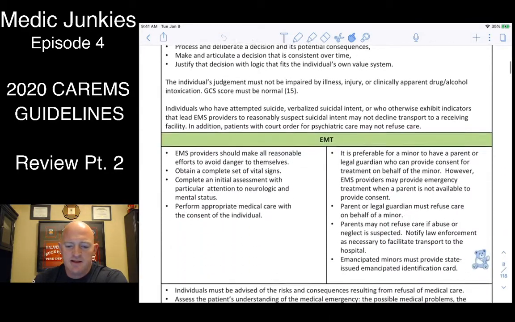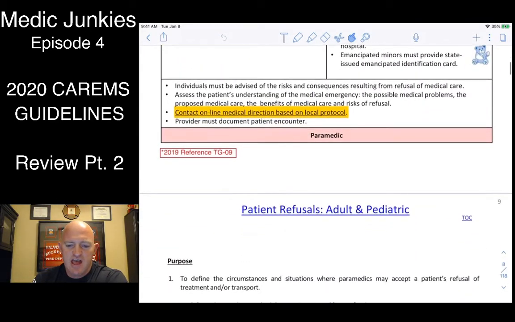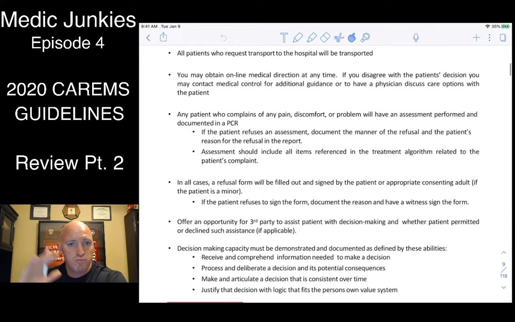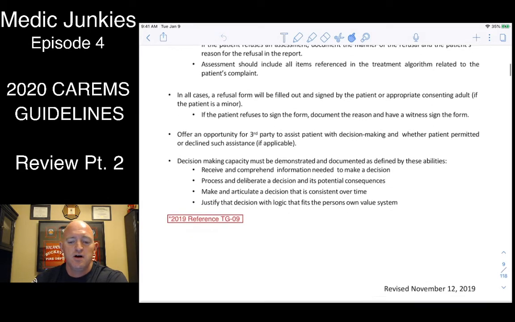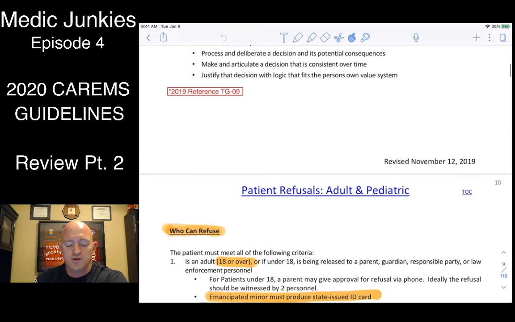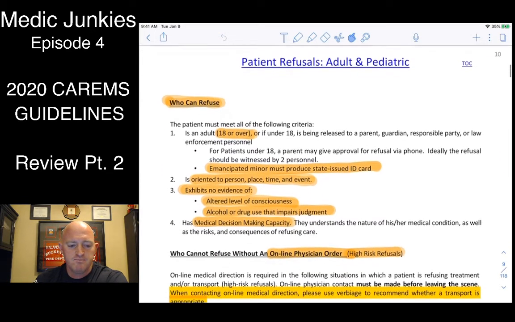Again, we're only going to hit the highlights in here. We're not going to really hit every line of every protocol, okay? If there's something you want to do that's not written out, again, get on the phone, call medical direction, okay? Remember, you have a scope of practice that's much broader than these protocols. But these protocols are, for the most part, almost all of them are offline, okay?